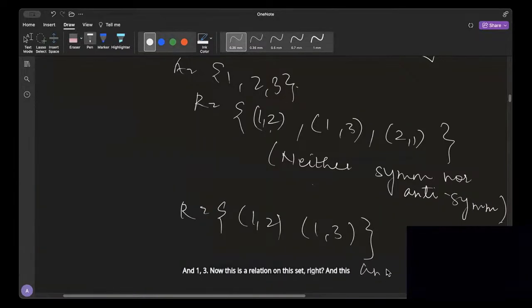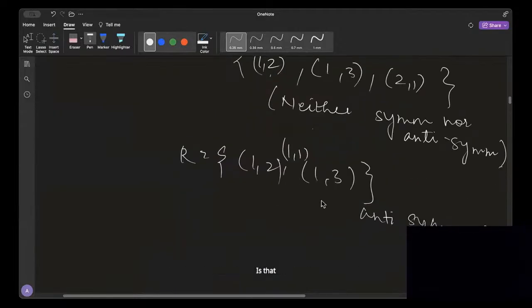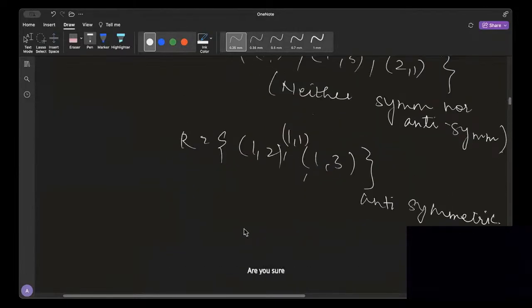And this is anti-symmetric. Why? Because we have 1, 2, but we don't have 2, 1. We have 1, 3 and we don't have 3, 1. And if I add 1, 1 to this set, it's still anti-symmetric. Is that okay? Are you sure the 1, 2, 1, 3 relation is anti-symmetric?